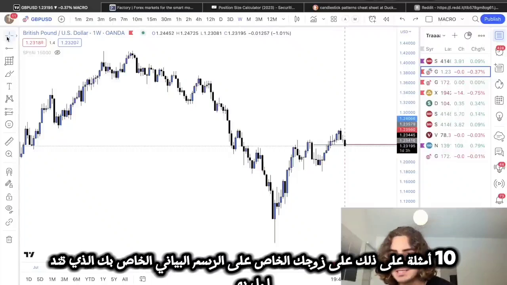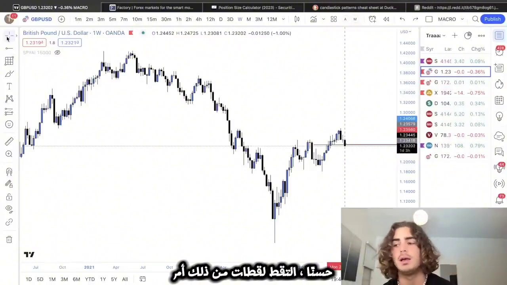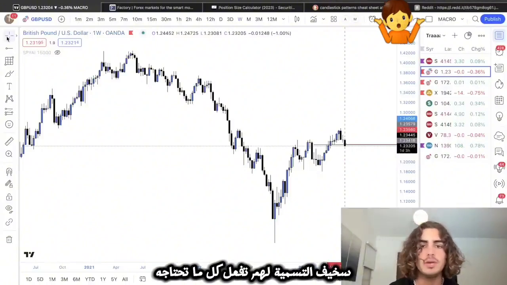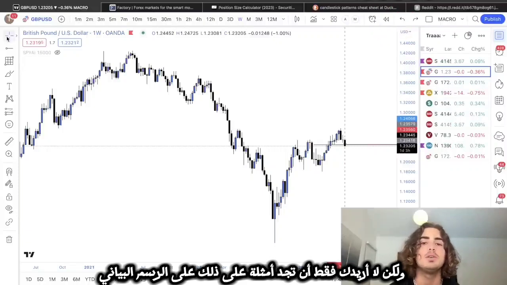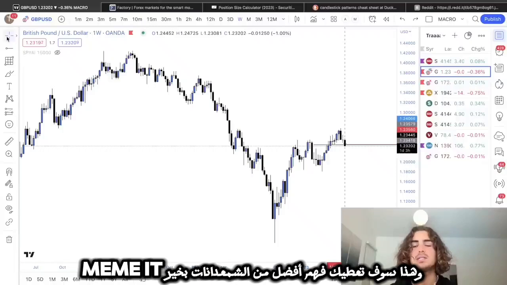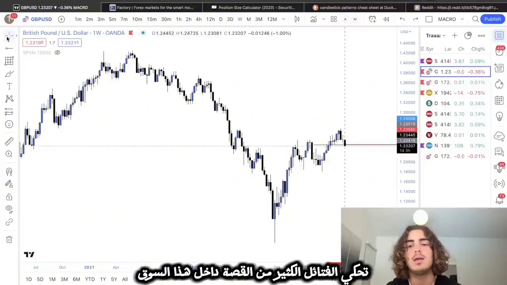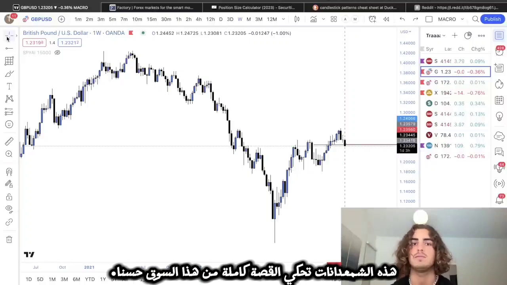Homework is find 10 examples of this on your own pair, on your own chart that you trade, okay? Take screenshots of it, label them, do whatever you need. But not only do I want you to find examples of this on the chart, but find how price ended up reacting off of these examples. That will give you a better understanding of candlesticks, the closes of candlesticks, how wicks work in this market. Wicks tell so much of a story within this market. These candlesticks tell the entire story of this market.